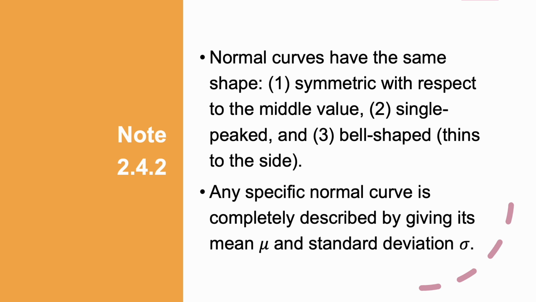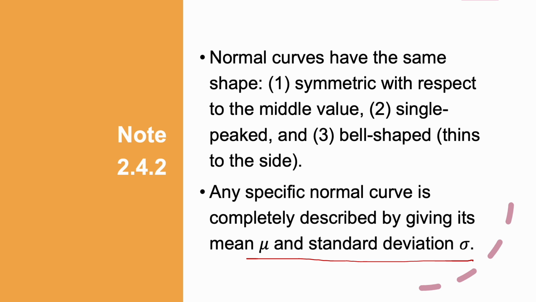So ano yung mga criteria niya? Symmetric siya with respect to the middle value. It is single peak. Ibig sabihin unimodal siya. And it is bell-shaped. Any specific normal curve is completely described by giving its mean and standard deviation. So parang sinasabi lang nito na pwedeng magbago yung steepness niya or yung flatness niya depending on these two values. Okay? Your mean and your standard deviation.